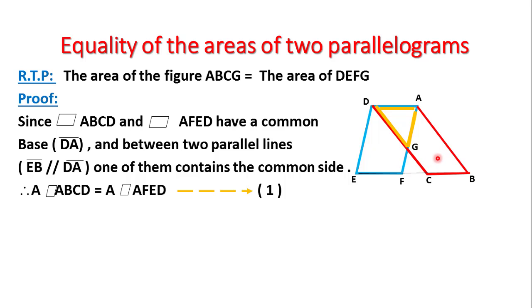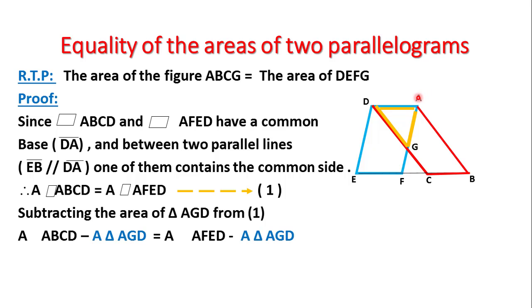Okay, the area of this part will be the area of the parallelogram, but without this triangle. By the same way, the area of the next part, or the second part, also equals the area of the parallelogram here in blue, but without this triangle. So, I subtract the area of the triangle AGD from both sides.